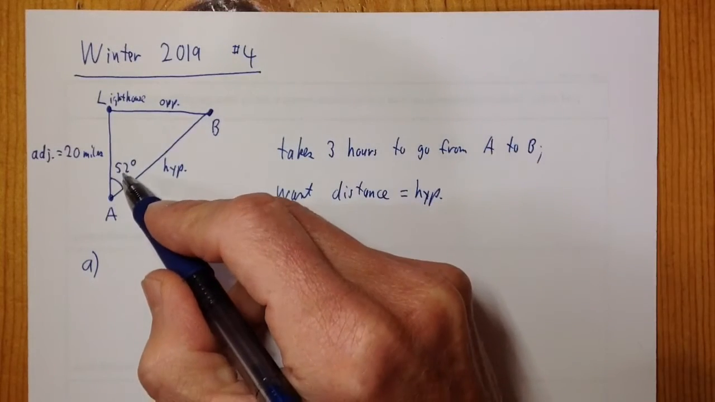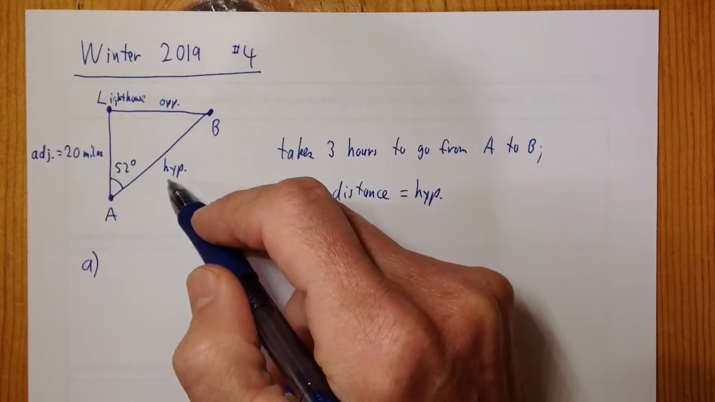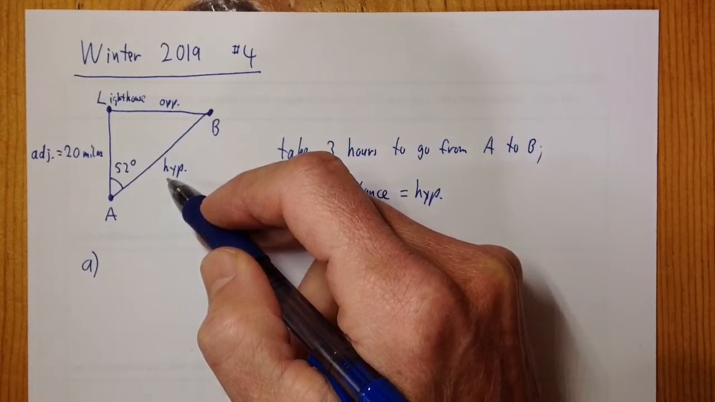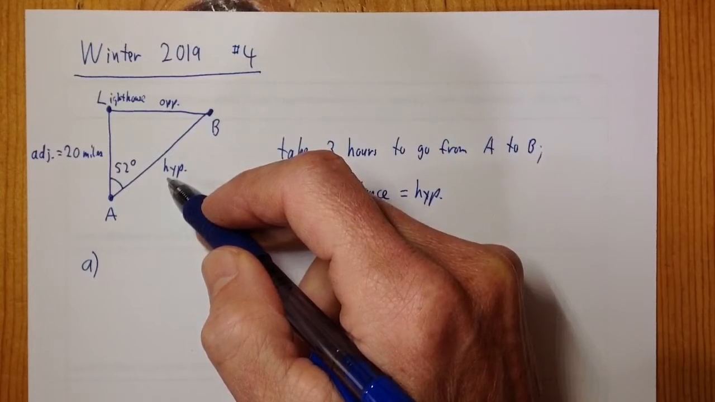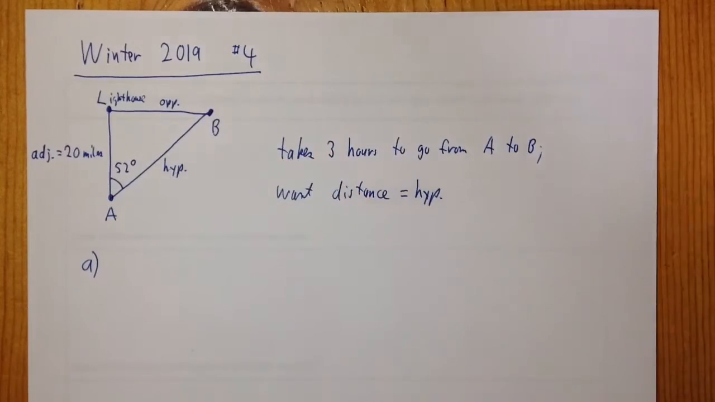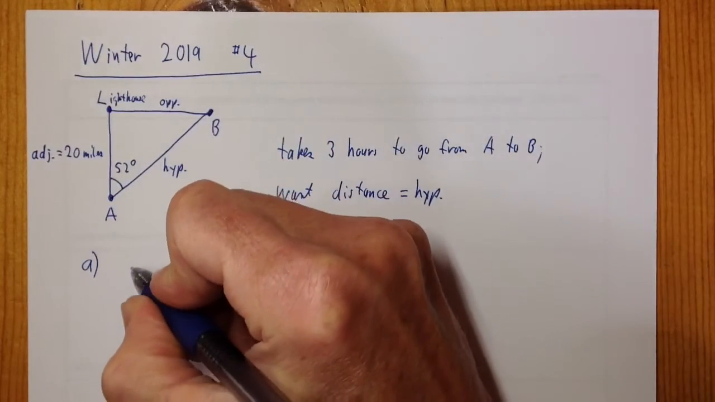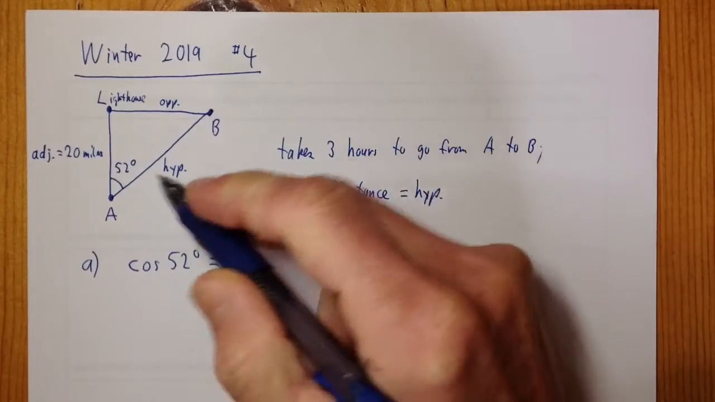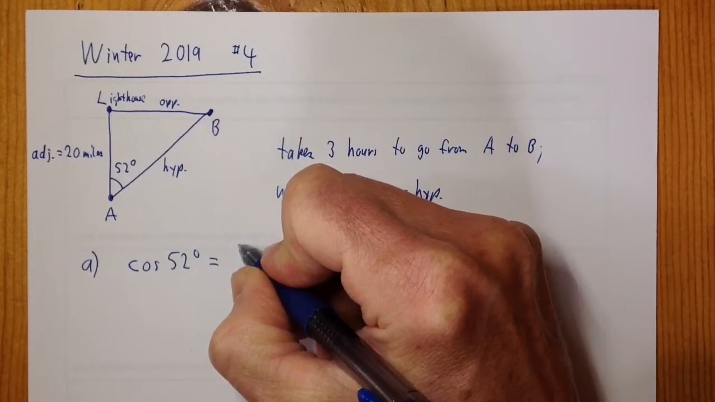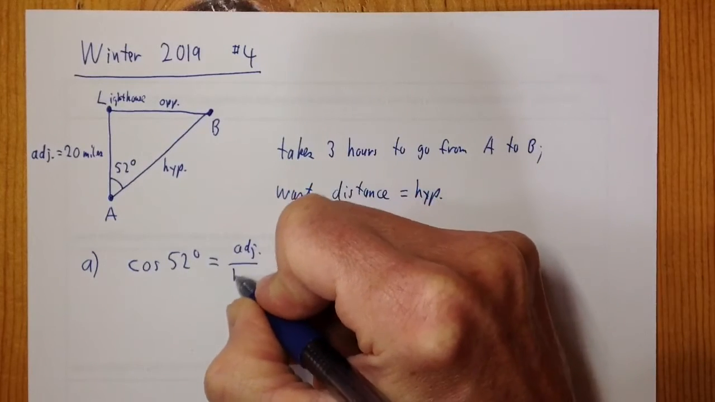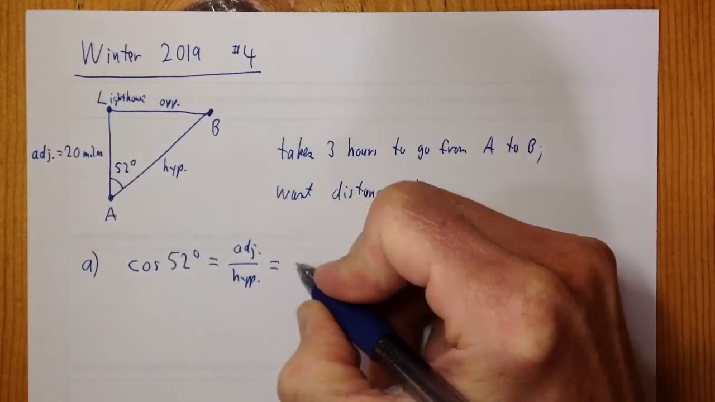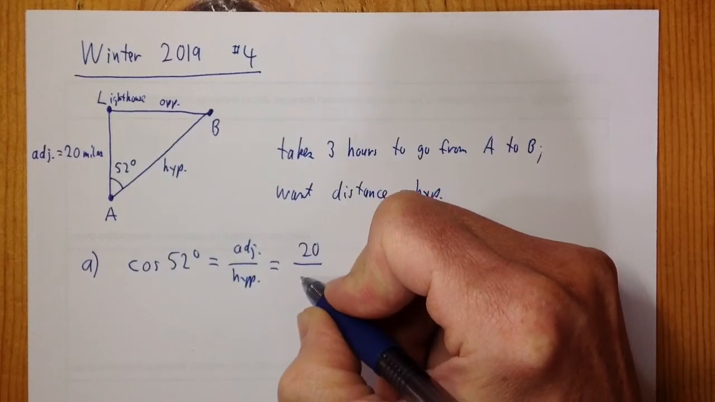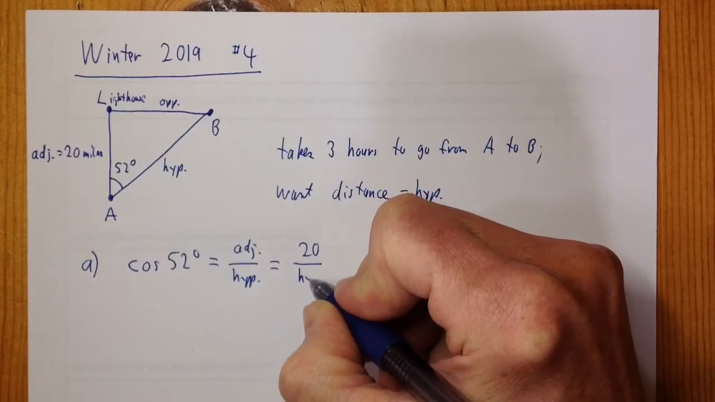So we have the angle, and we have the adjacent and the hypotenuse, and we go through our trigonometry and think, okay, let's see. SOH CAH TOA, some old horse: the sine is opposite over hypotenuse. Cosine is adjacent over hypotenuse, and that means it's got an adjacent and hypotenuse. That's what we want. So we write down cosine of 52 degrees is equal to the adjacent, which is 20 miles, divided by the hypotenuse, which is what we want.